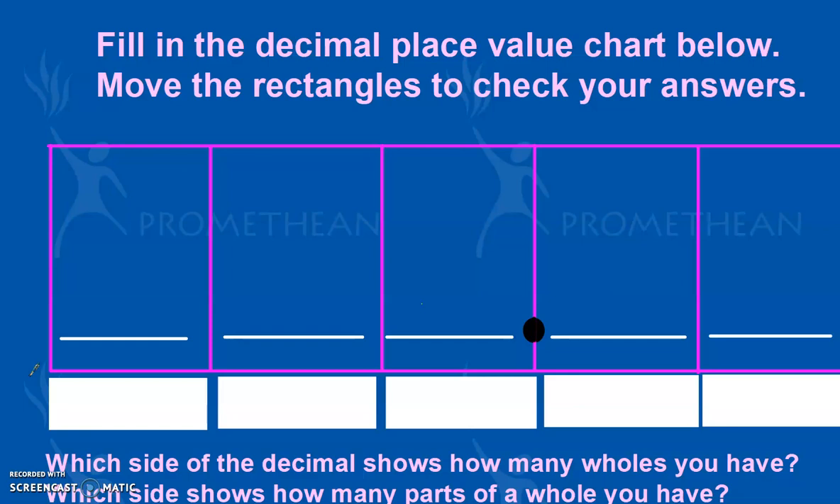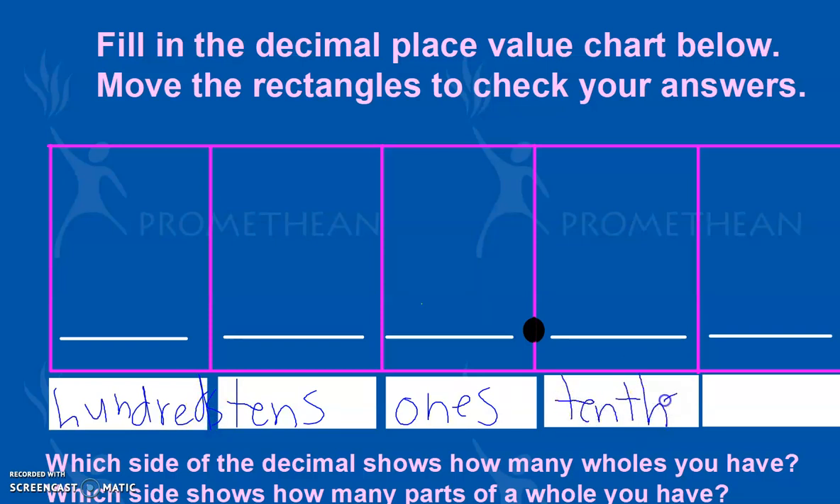So here's my decimal. To the left of my decimal, I have ones, tens, hundreds. And then to the right of my decimal, I have tenths with a TH at the end and hundredths with a TH at the end. Which side of the decimal shows how many wholes you have? The wholes are to the left and the parts of a whole are to the right.